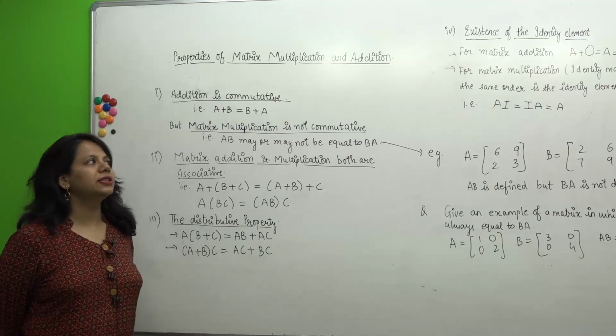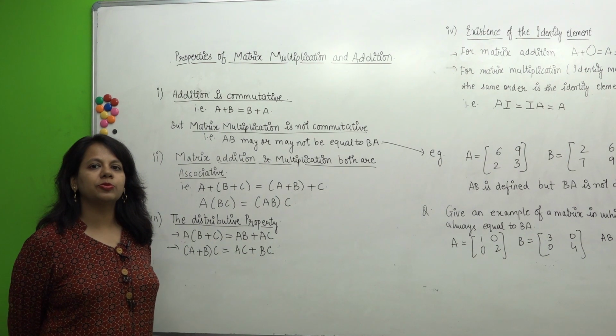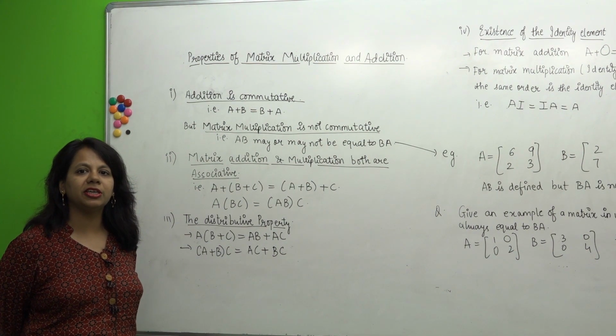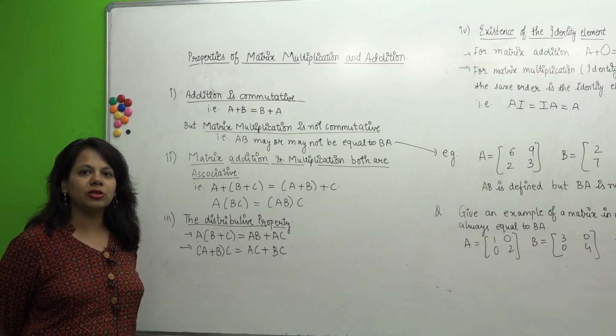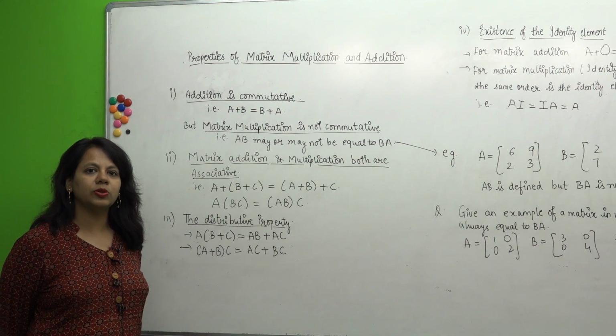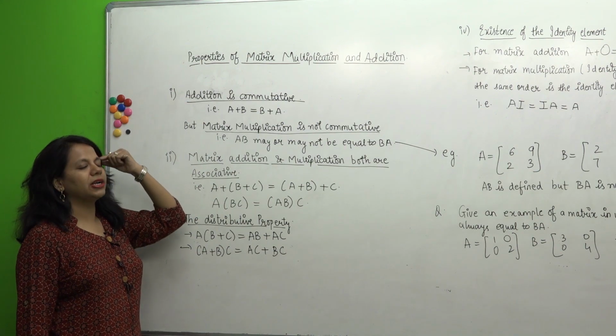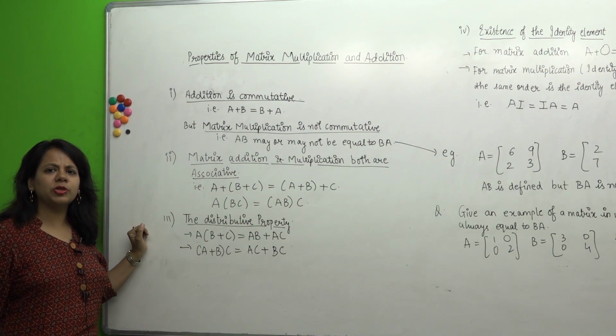Okay, so we learned two new topics, that was matrix addition and matrix multiplication. So now if we learn anything new, we need to also learn about its properties. So let's see the properties of matrix addition and matrix multiplication. Now what's the commutative property?